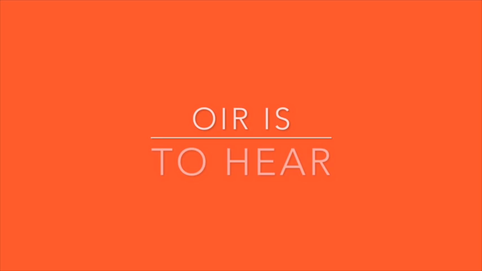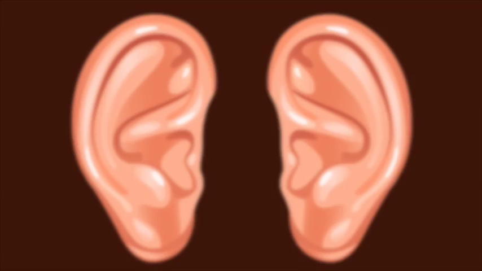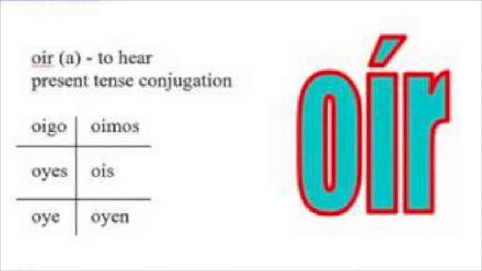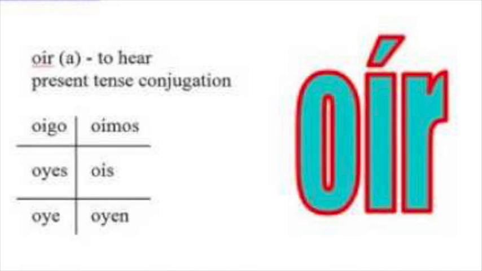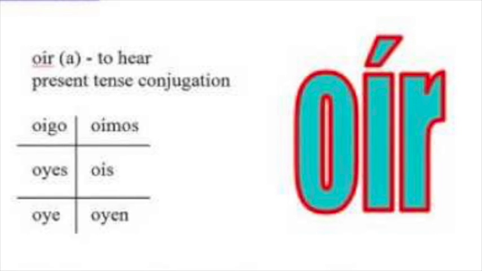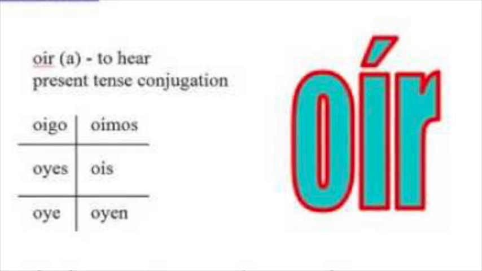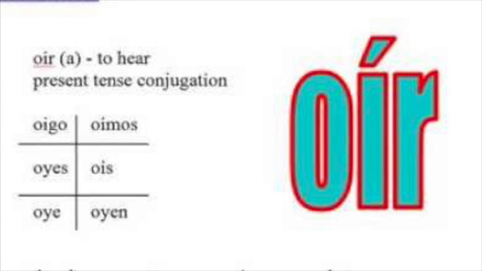Now with oír, which is to hear. It is regular for every form except the nosotros and vosotros form, as said before. For the yo form, the verb is conjugated to oigo, and then for the tu form, it is conjugated to oyes. For the usted, it is oye, ustedes is oyen.